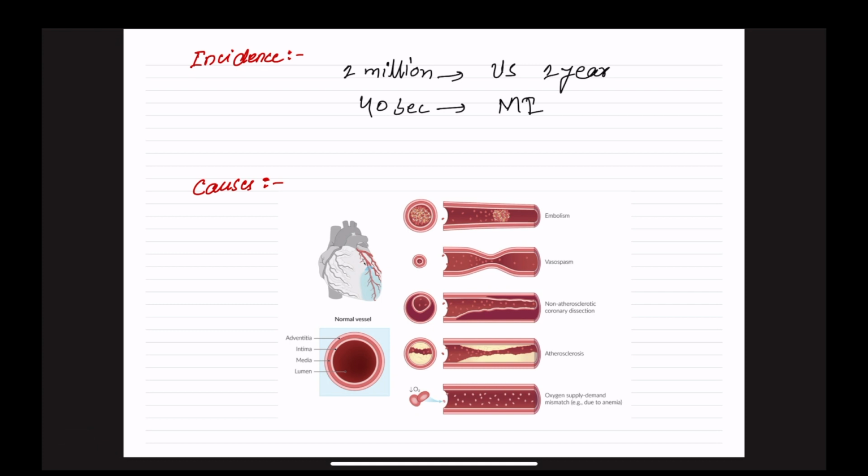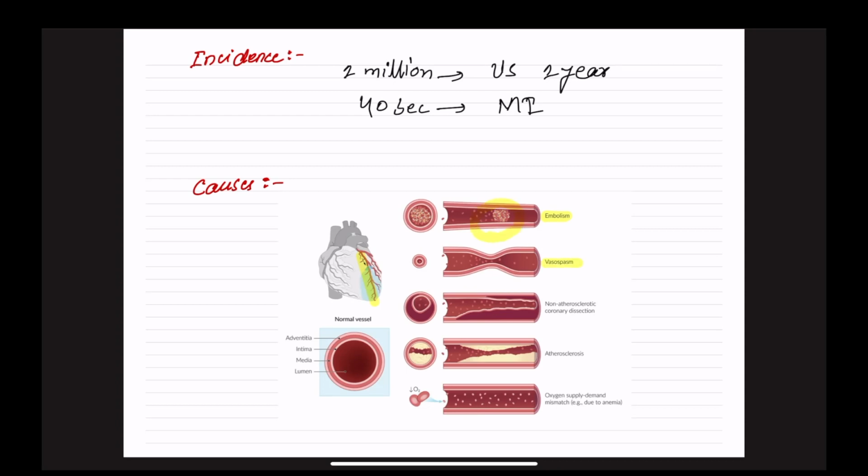We're going to talk about some of the causes now. The first one here is embolism. Embolism means whenever there is detachment of a tiny clot from a plaque anywhere else in the body, and it goes into the coronary arteries here and blocks the blood supply.